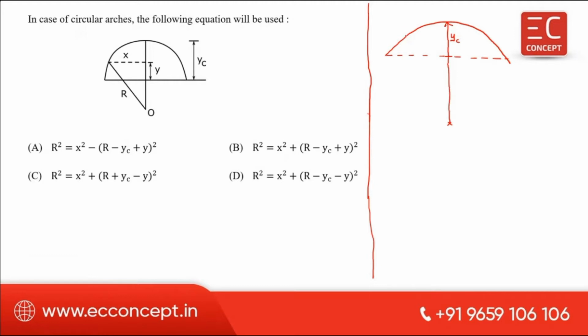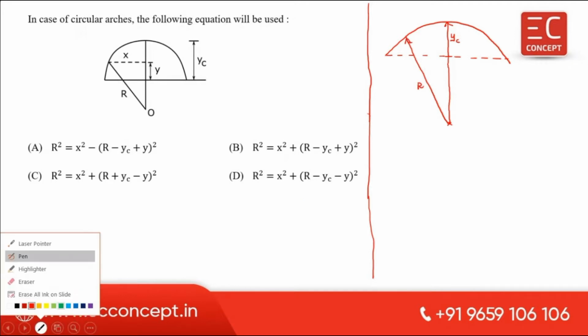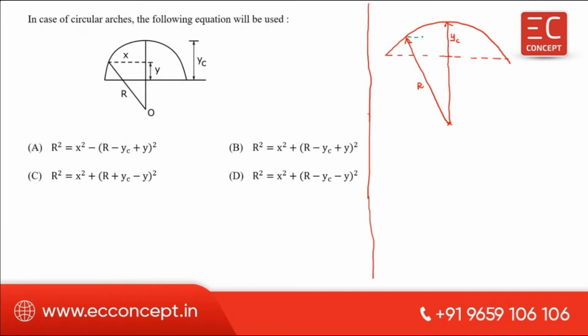Now this is the radius at any section, R. See here, the distance x is measured always from the center of the circle. This is x, and at any distance x, the rise is measured as y. Our aim is to find the relationship between y, x, YC, and R.